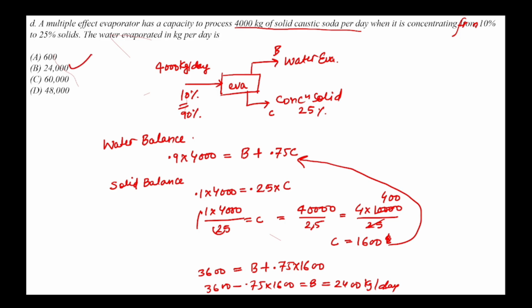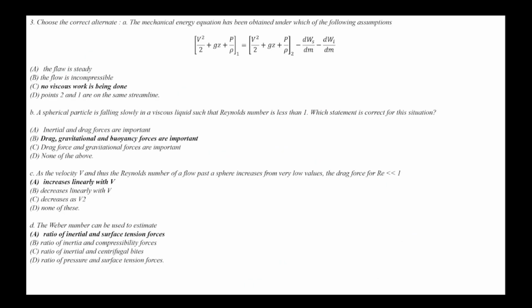Okay. Now choose the correct alternative. A. The mechanical energy equation has been obtained under which of the assumptions? The answer is that no viscous work is being done. A spherical particle is falling slowly in a viscous liquid such that the Reynolds number is less than 1. The statement is correct. When the Reynolds number is less than 1, that means the Stokes law regime.